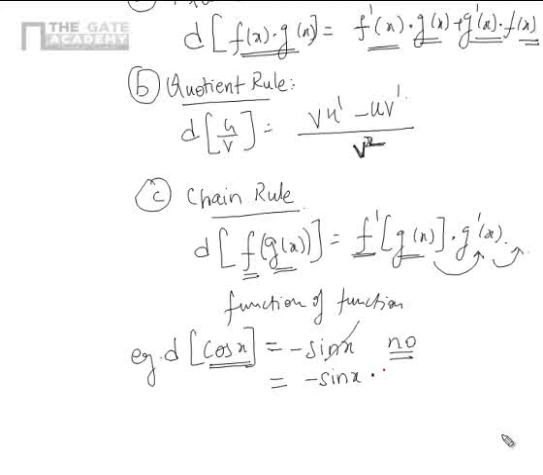We have to differentiate x. x is another function, an algebraic function. So differentiation of x will be dx. Correct? So therefore differentiation of cos x is not minus sin x. It is minus sin x dx. This is the correct answer. So with this introduction, let us see some interesting differentiations.